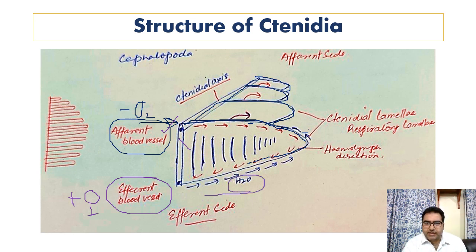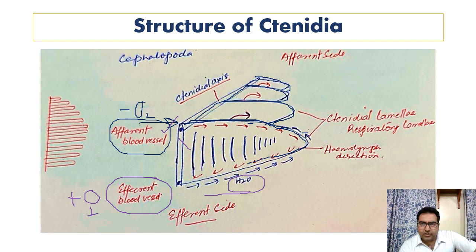So this is called the countercurrent mechanism, and you are seeing that the blood is flowing in one direction and the water is flowing in the opposite direction. This very mechanism is called the countercurrent mechanism, wherein the maximum water comes in contact with the blood so that the exchange of the gases can take place.